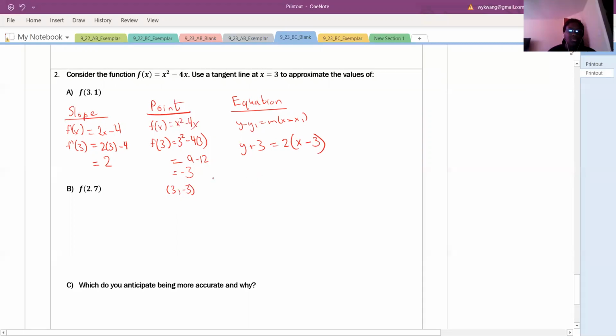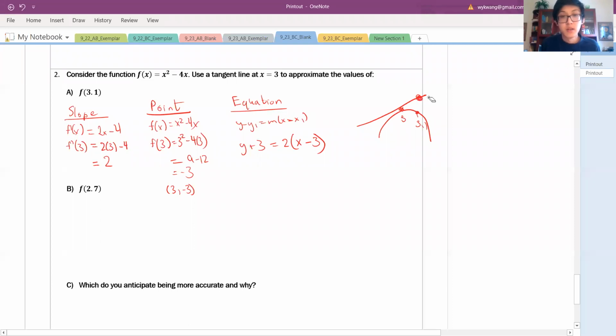And then if we were to try to approximate 3.1, what would you do next? Substituted in for x. Yep, exactly right. So basically we got our tangent line to the curve, and we're trying to find, this is at 3, let's say, we're trying to find 3.1. Well, we don't know what the value actually is. So let's just plug it into our tangent line and then we get an approximation. So we're going to plug in 3.1.